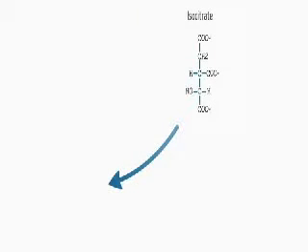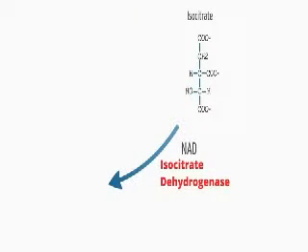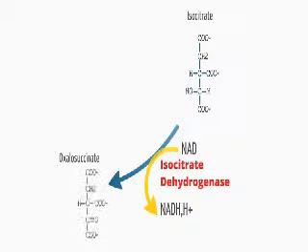The next step is another two-step reaction in one, where isocitrate gets converted to alpha-ketoglutarate. First, isocitrate is acted on by isocitrate dehydrogenase to form oxalosuccinate. Remember, dehydrogenase enzymes always involve removal of hydrogens. During this process, NAD picks up two hydrogen atoms. This step is completely irreversible. It is one of the rate-limiting steps of the TCA cycle.